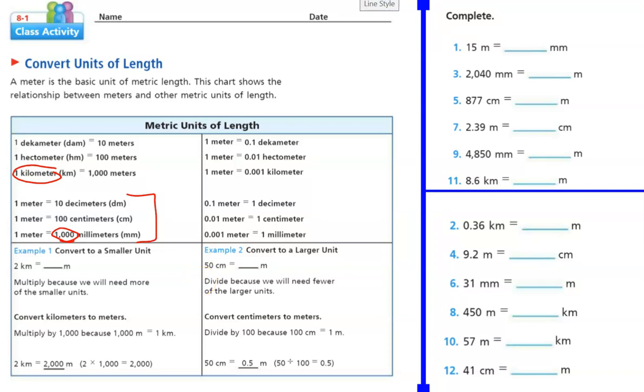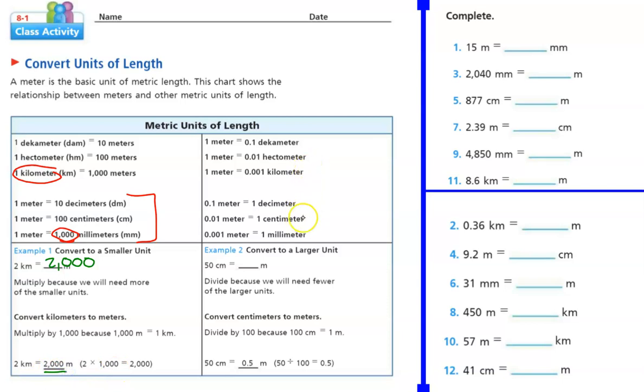So let's look at the examples that they gave us. This one says, convert to a smaller unit. So if I had 2 kilometers of something, how many meters would that be? Well, if there are 1,000 meters in 1 kilometer, that must mean that there are 2,000 meters in 2 kilometers. Then we have this one right here. It says multiply because we will need more of the smaller units. So you're converting kilometers to meters, so multiply by 1,000 because there are 1,000 meters in 1 kilometer. They're showing you that it's the same answer that we just came up with.